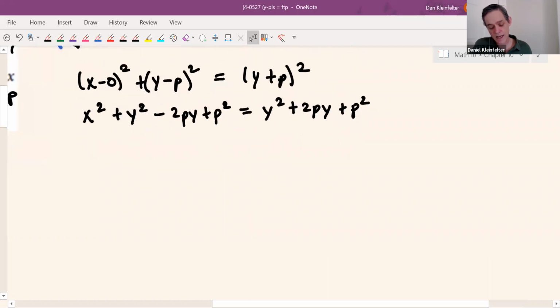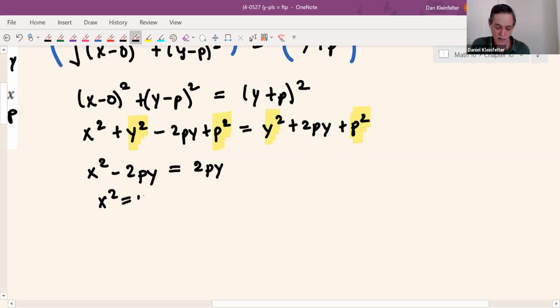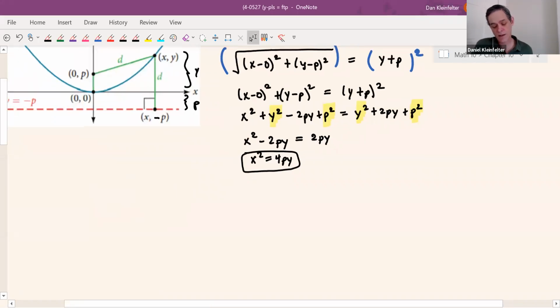Okay, so taking a look at that, we can see that the left side and right side both have some terms in common. Both of them have a p squared, so we'll be subtracting that from both sides. They also both have a y squared, so we'll be subtracting that from both sides. We'll have x squared minus 2py is equal to 2py. And then we're almost there. It's customary for equations of the parabola to isolate the x squared term. So we're going to add 2py to both sides. So we'll have x squared equals 4py. Okay. And that's our equation for an up-down opening parabola.